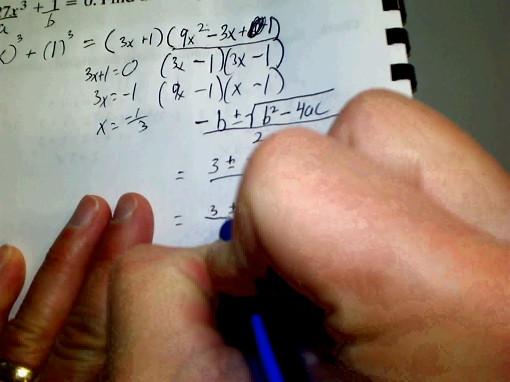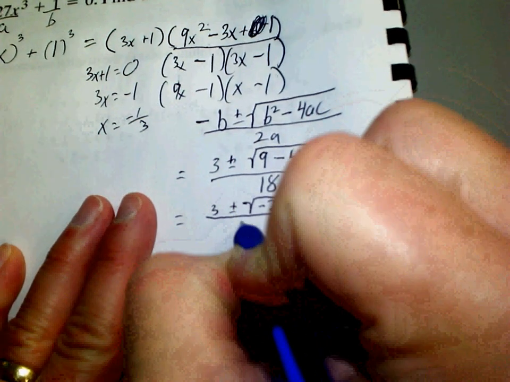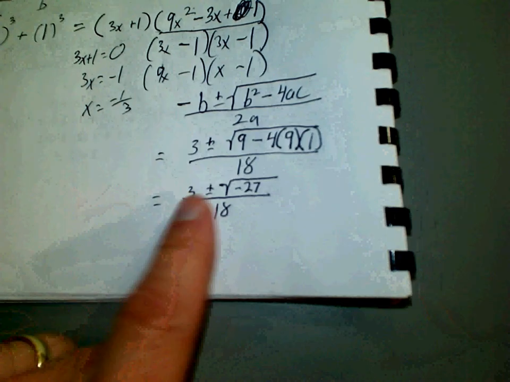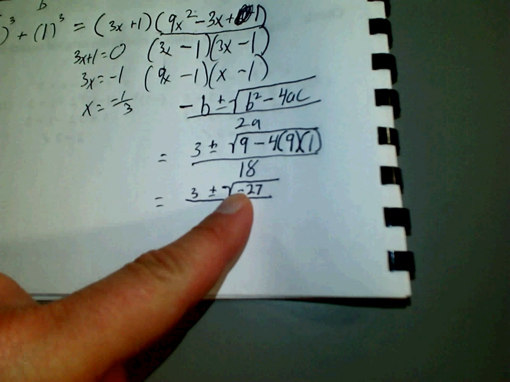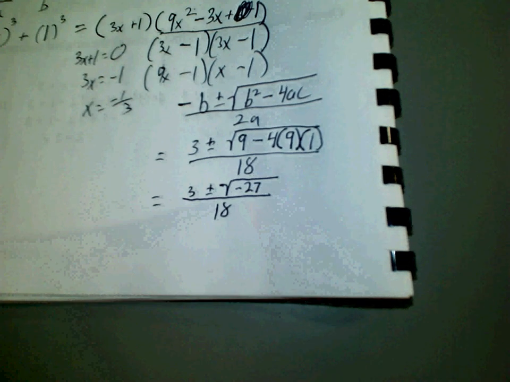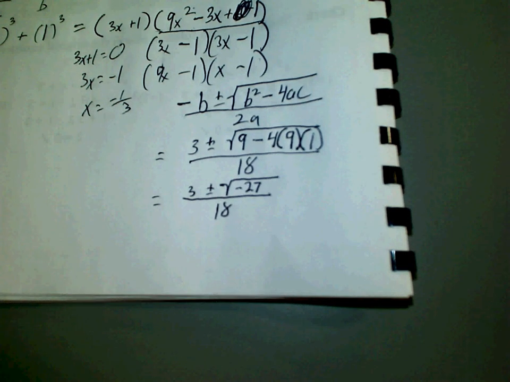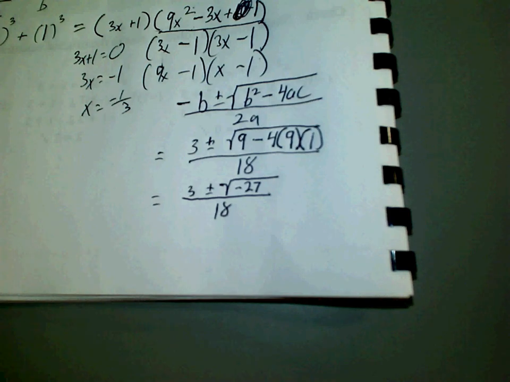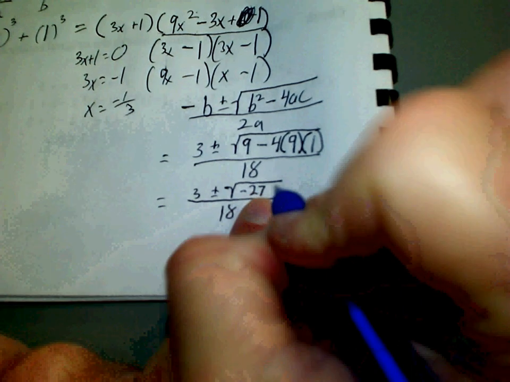All over 18. Negative 27. 27 does not have a square root, does it? But what factor of 27 has a square root? There's more you can take out. You can take the i out. There's a factor of 27 that has a square root. 9. So we want to think of 27 as 9 times 3.